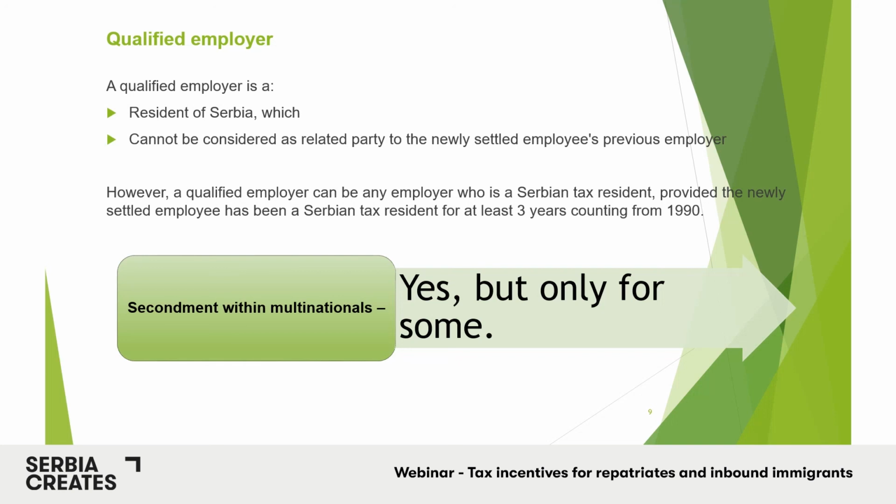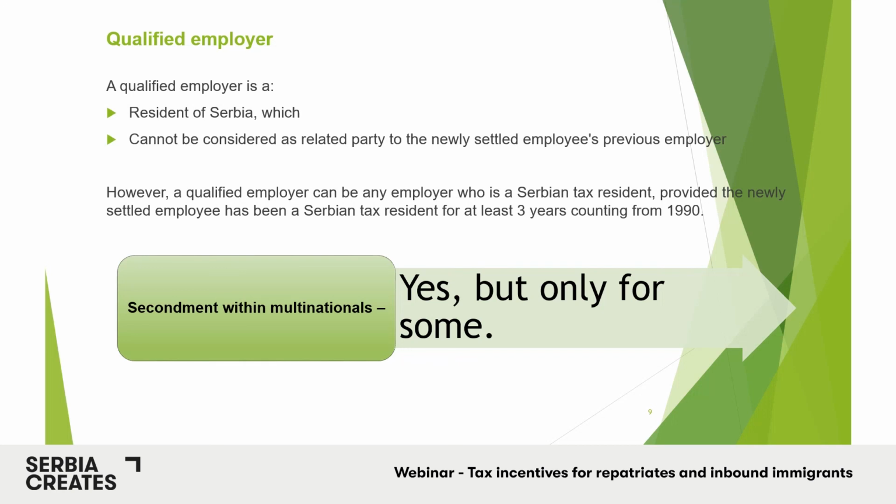Now, a qualified employer under the law is an entity who is a resident of Serbia for tax purposes, which cannot be considered as a related party to the newly settled employee's previous employer. Now, why these two cumulative conditions, and in particular, why the second one? We know that in Serbia at this moment, we have roughly around 11,000 individuals on secondment within multinationals which have their presence in Serbia.